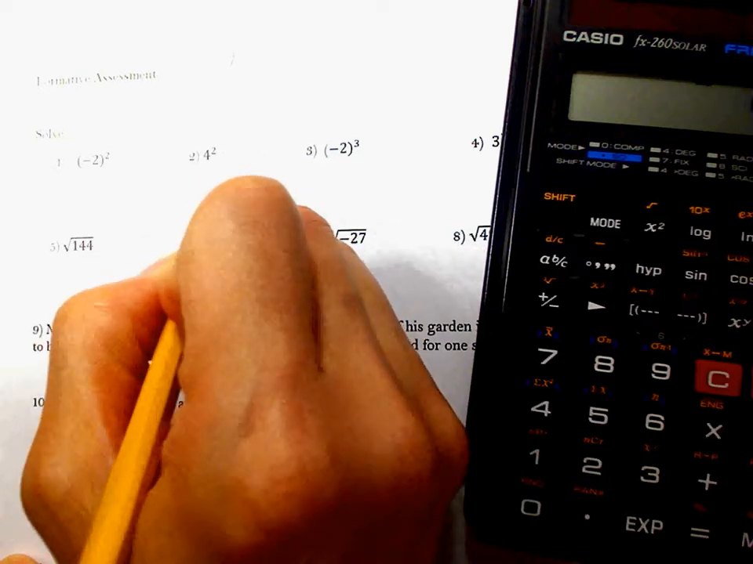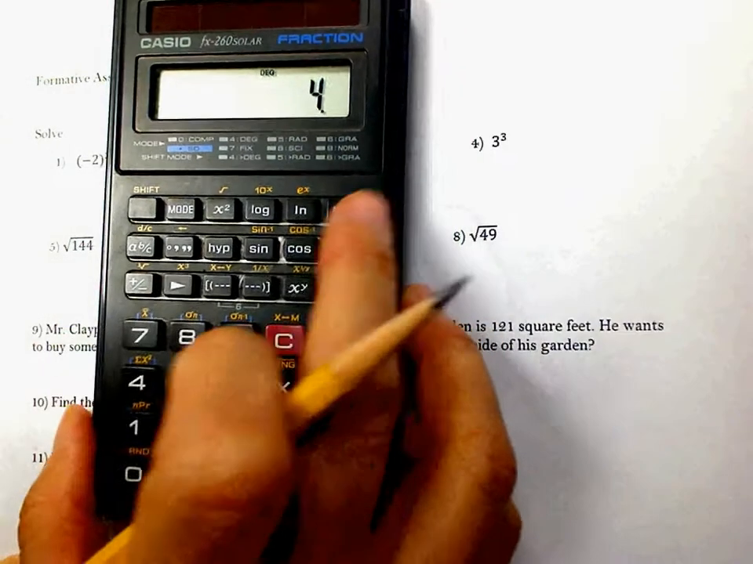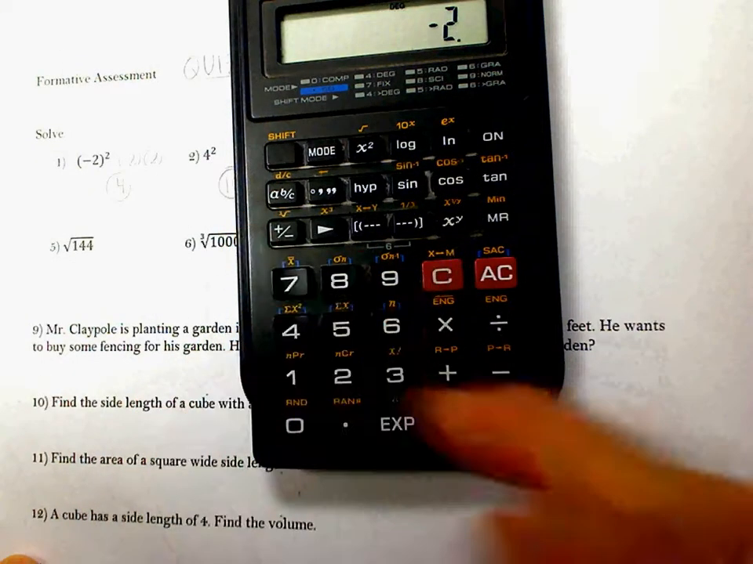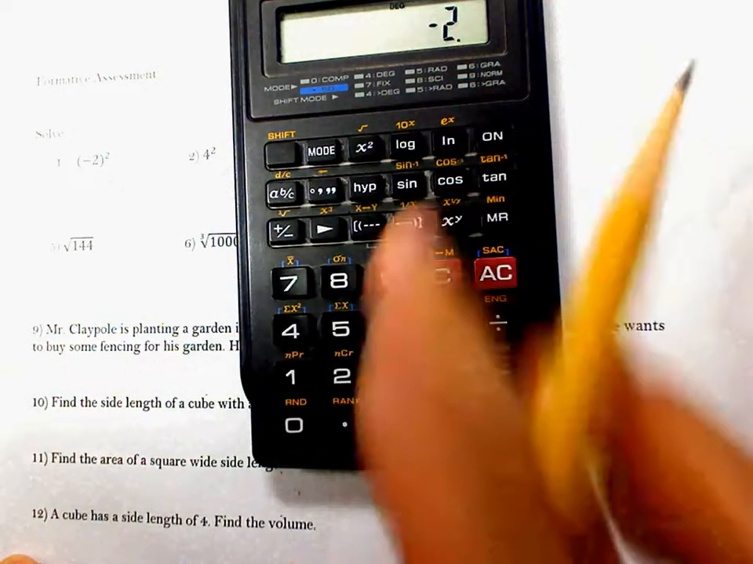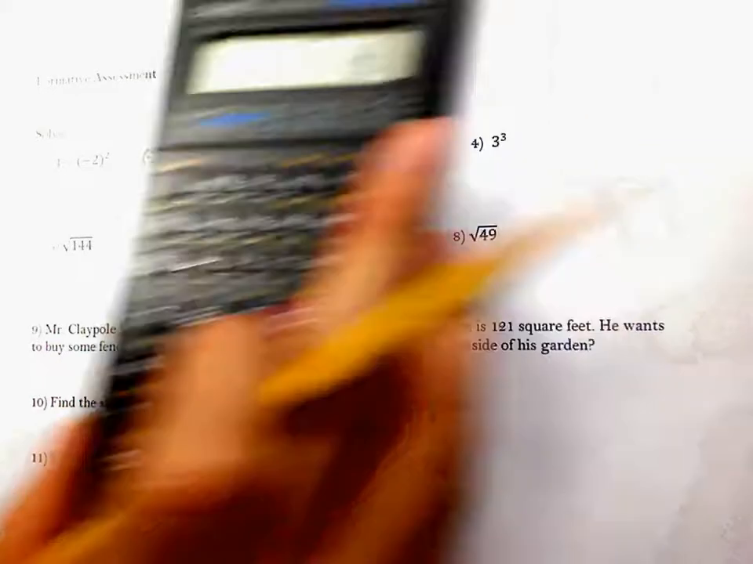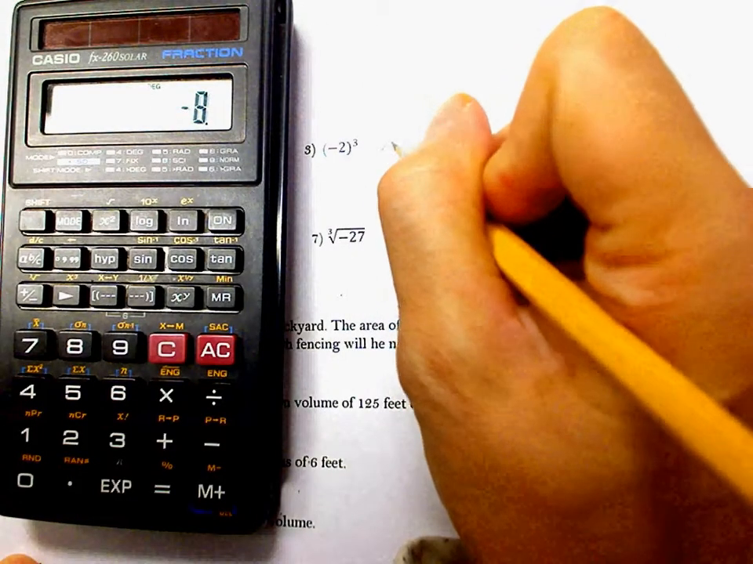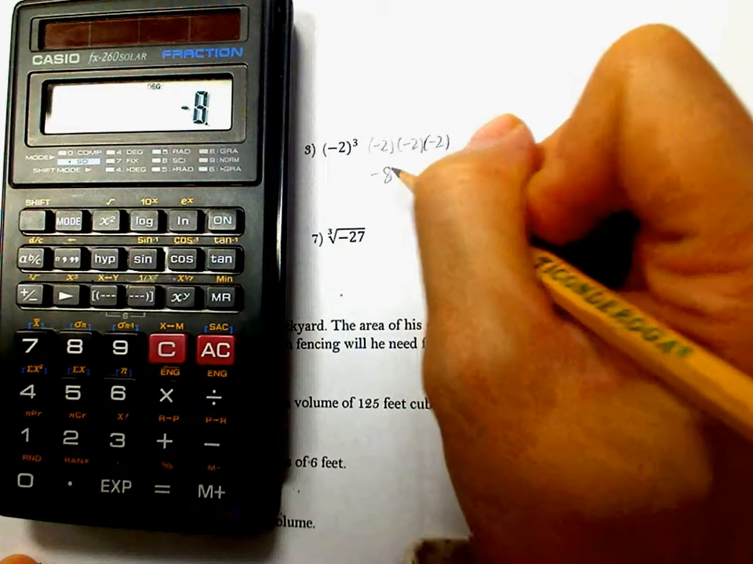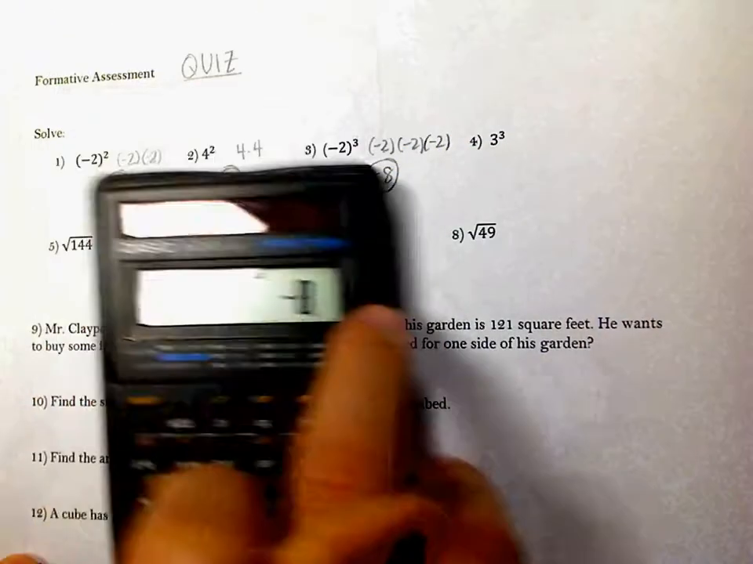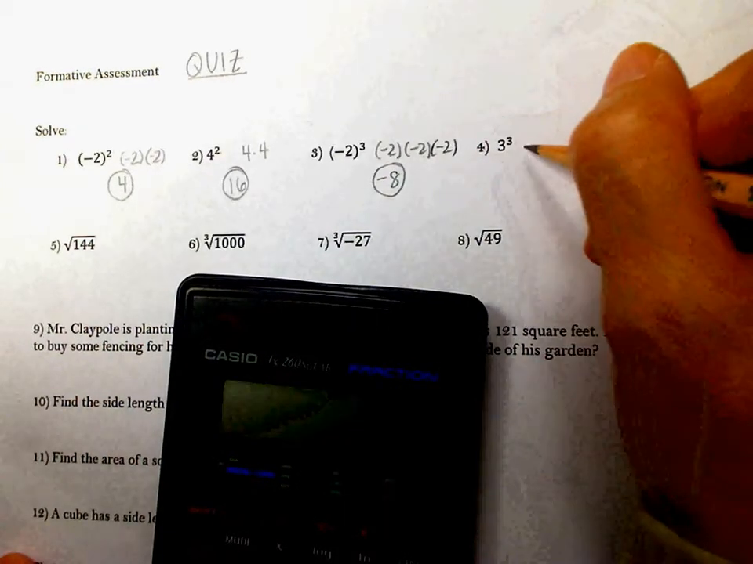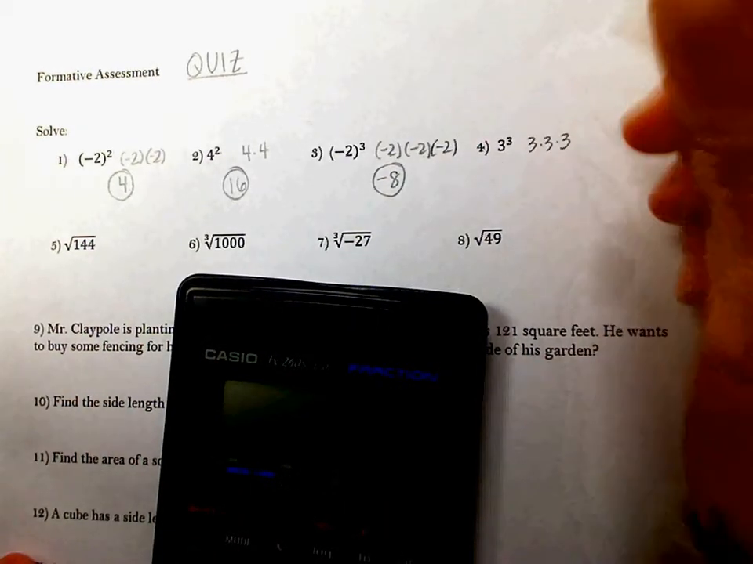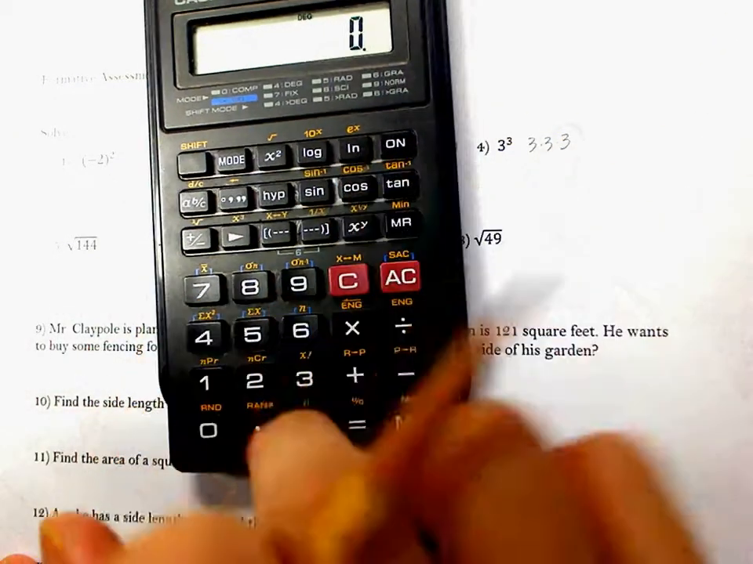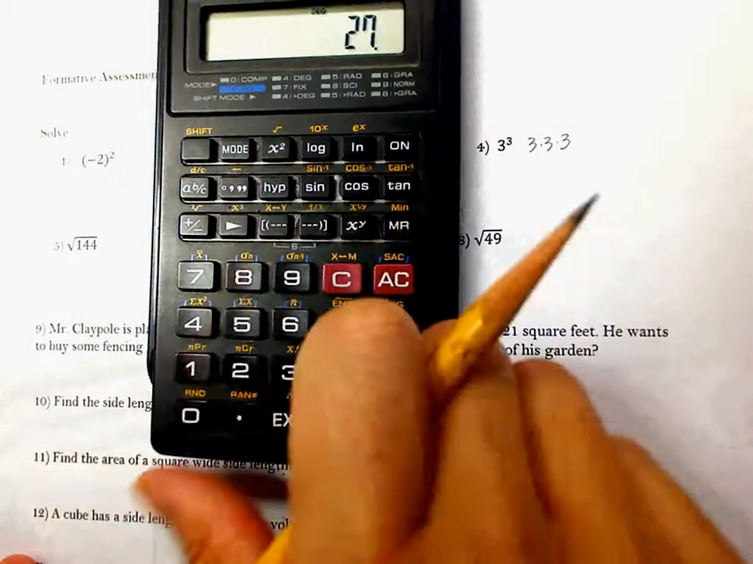That's 16. Negative 2 to the third power: if you want to take it to the third power, I will just press x^y 3 and you get negative 8, because it's negative 2 times negative 2 times negative 2, which is a negative 8. And number 4, 3 to the third is 3 times 3 times 3. That's 9 times 3, or just 3 to the third power, and that is 27.